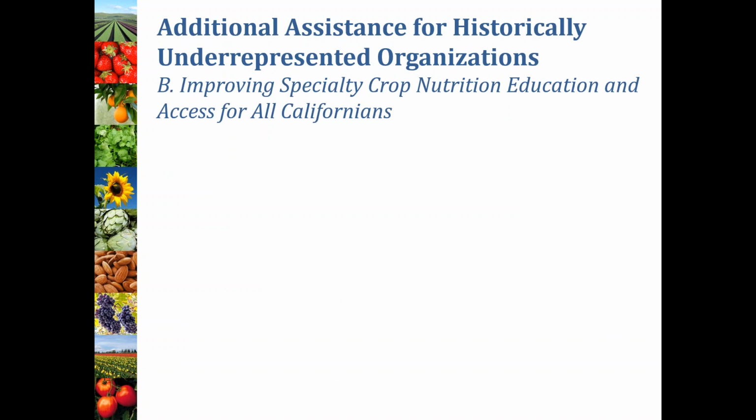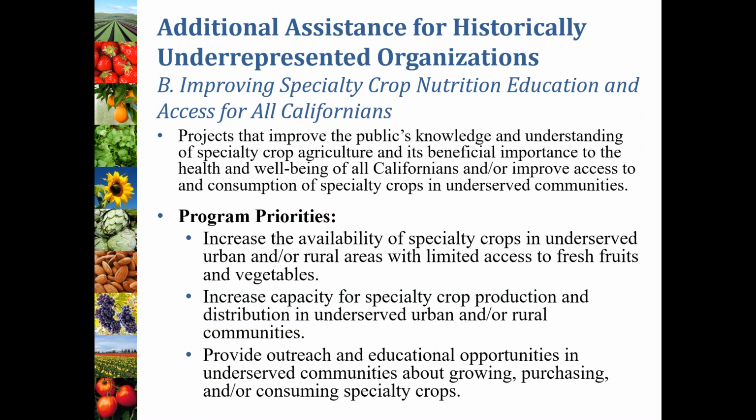Next, Category B is improving specialty crop nutrition education and access for all Californians. Projects submitted to this category should improve the public's knowledge and understanding of specialty crop agriculture and its beneficial importance to the health and well-being of all Californians, and/or improve access to and consumption of specialty crops in underserved communities. There are 3 program priorities in this category.